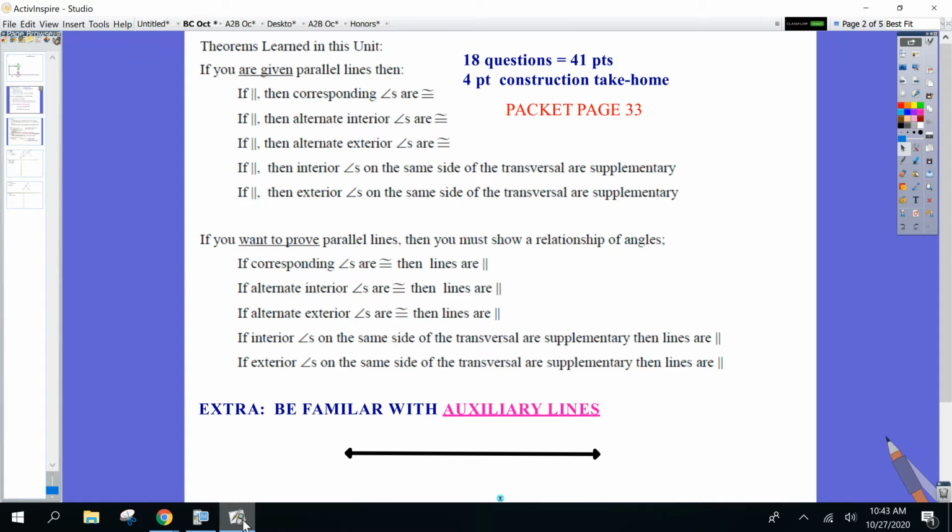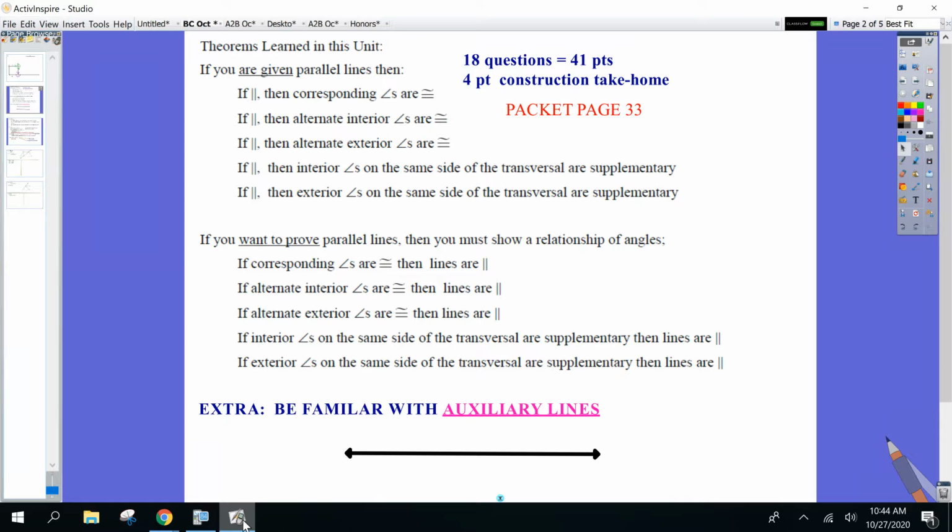18 questions, 41 points. If we get to it next week, there will be a 4-point take home for constructions. On page 33, I have provided you with all the theorems we've gone over. Those theorems will not be given to you. Again, that is why I need a side view when you take the test, so I know these theorems are not in front of you.